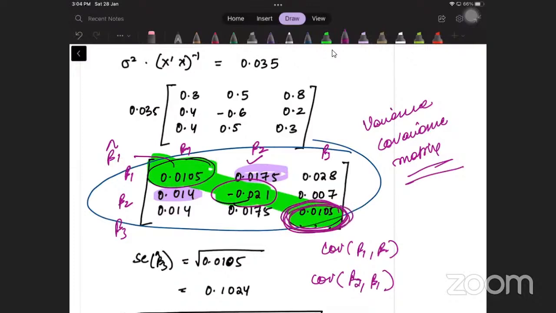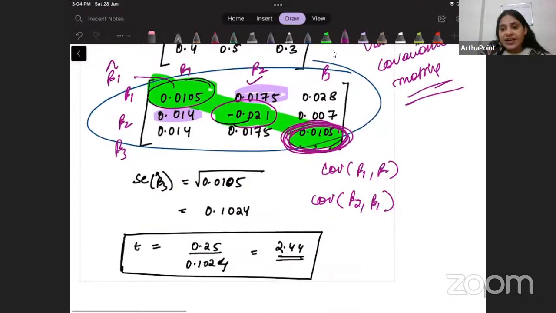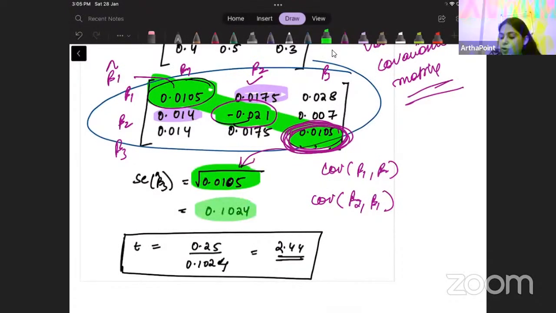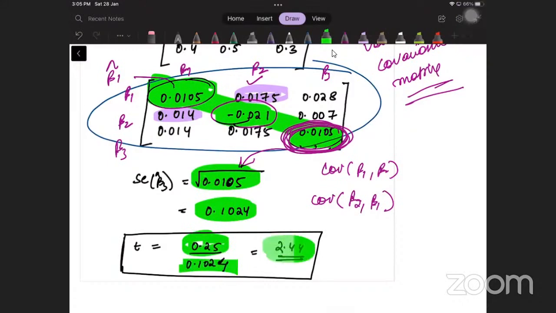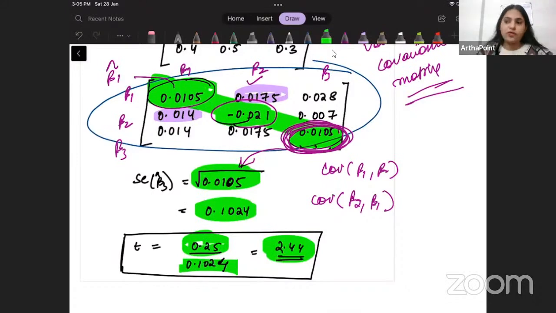So I just pick up this value, and to find the standard error, I take an under root of it. When I do an under root of this, I get 0.1024. The standard error of beta 3 is found. Just find this value. It will be 2.44. So the value of t statistic will be 2.44.